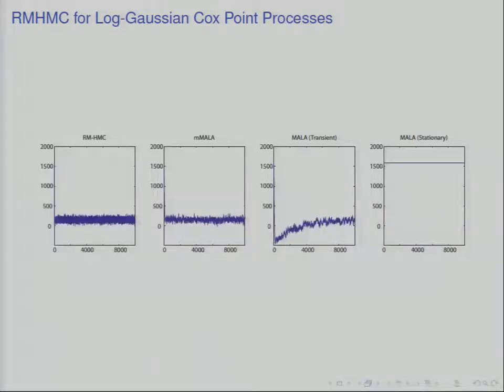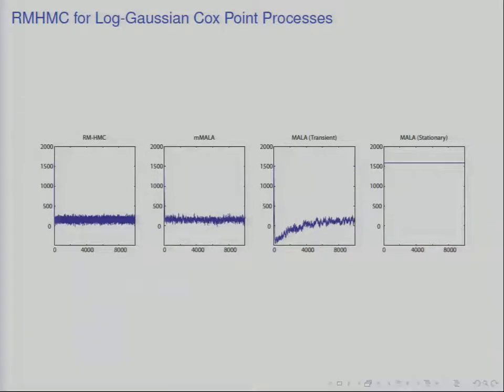So if we use RMHMC, then this is the value of the posterior. You can see that we pretty much converge. If we start at the mode and we start sampling, then we've got beautiful mixing. If we use the manifold MALA method, again starting at the mode, we get almost good mixing, pretty good mixing.